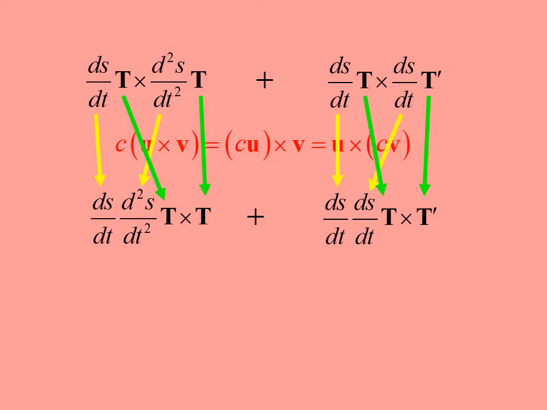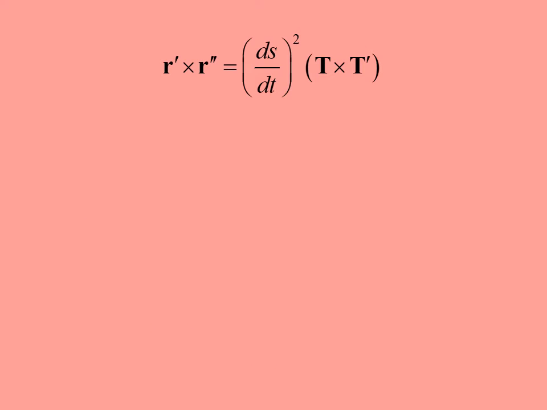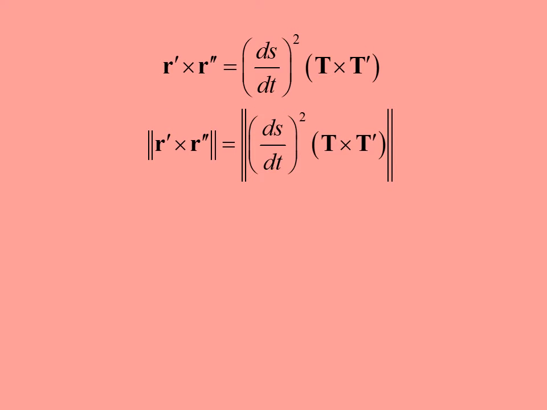And then a couple of observations. Now, we've done this before. What is T cross T? Any vector crossed with itself. That would be the zero vector. Well, since that's the zero vector, we can totally eliminate this term and have only the second term. So what we're wanting to take a look at here is actually the magnitude of r prime cross r double prime. So we'll do the magnitude of both sides of this equation.